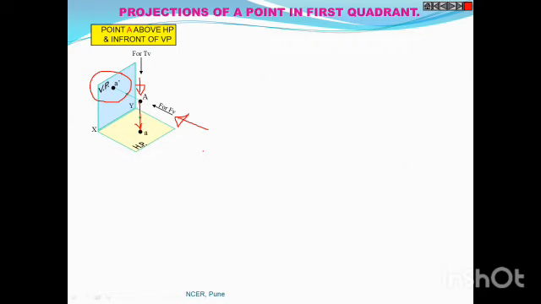So front view is given by the notation A dash, B dash, like that, and top view is given by small a or small b, like that. So front view and top view: the front view is the projection of a point on the vertical plane, and the top view is the projection of a point on the horizontal plane.